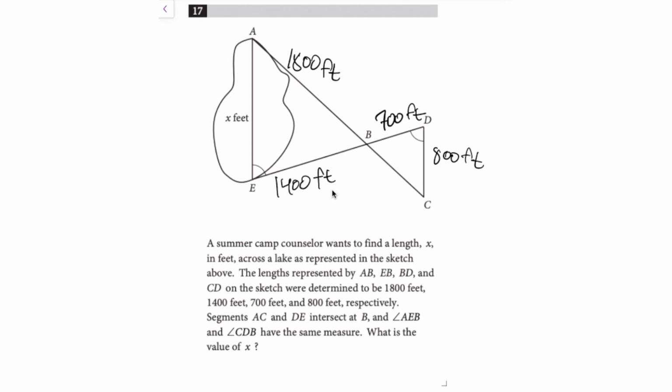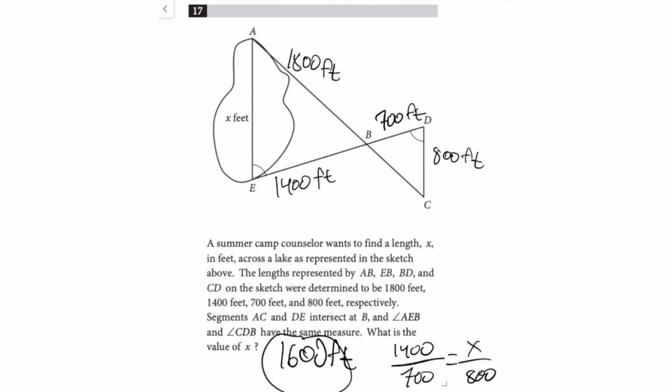Okay, well, 14 is double 700, so that means that this side, 800, is going to be half of x, or x is going to be double 800, so this is going to be 1,600. If you wanted to write a proportion, it could have been like this. 1,400 over 700 equals x over 800. And then you could easily solve that to figure out that your missing value is going to be 1,600 feet. And that's how to do number 16.